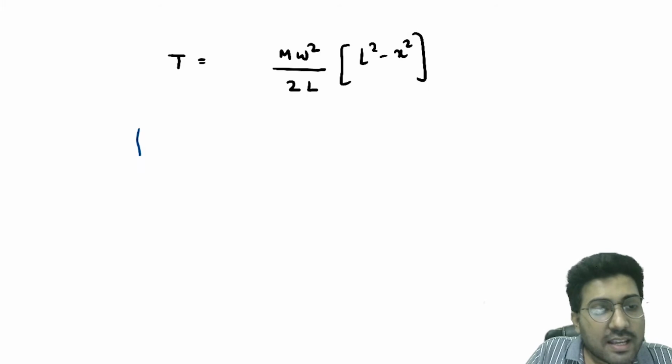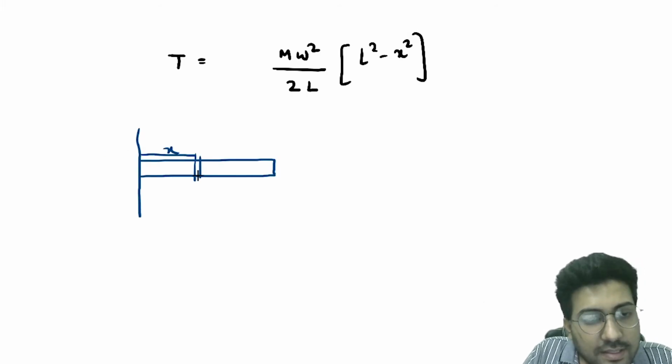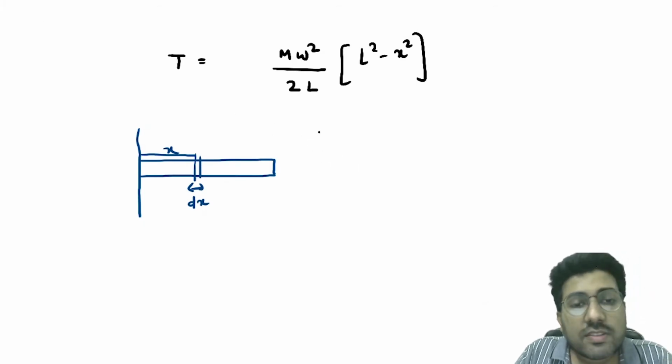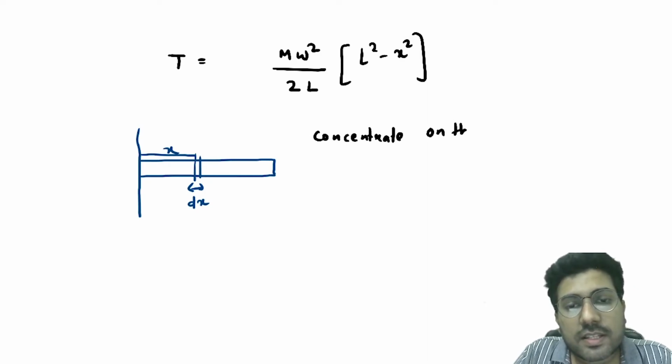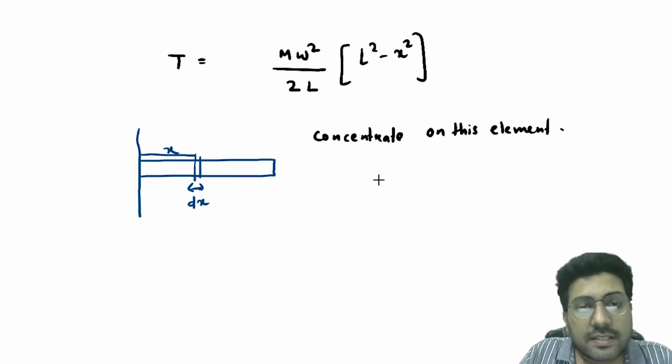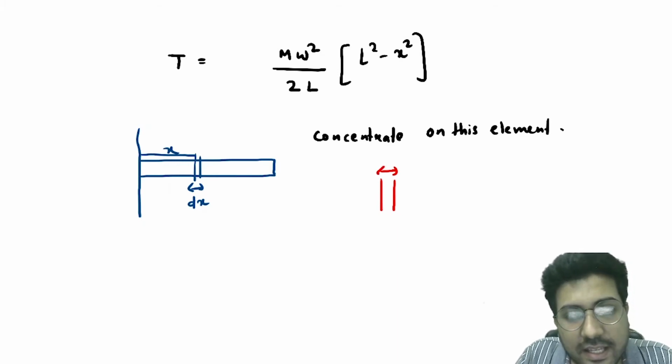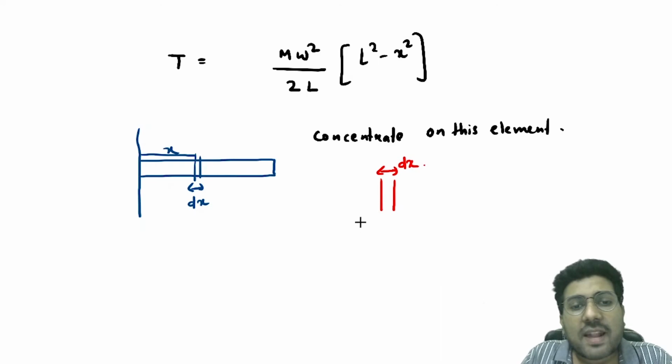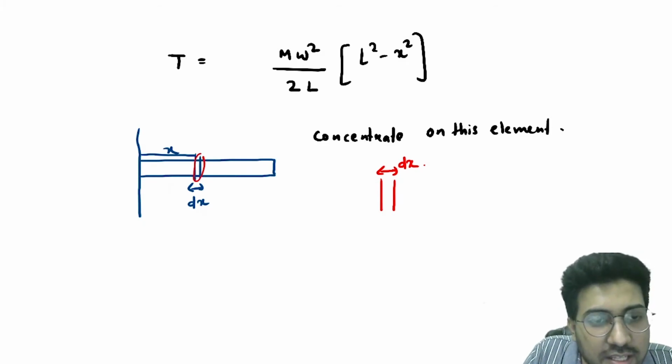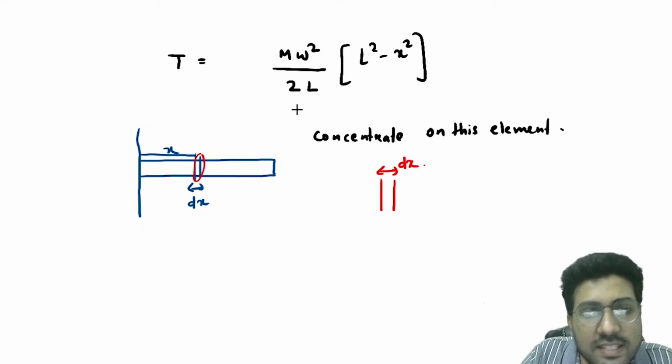So what I will do is, again I will draw this at x. Let us take a small element of width dx and concentrate on this element. The length of this element is dx. If you apply Hooke's law on this element, you will write T. Because this dx is so small, I will assume that the tension here is the same, equal to the tension at the distance x.